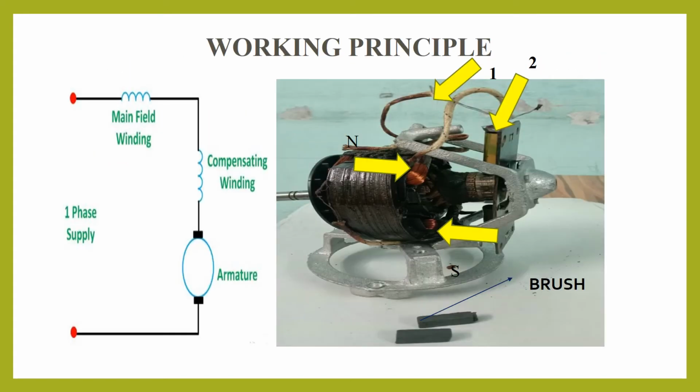Now see here, this is the working principle. Actually, how does my universal motor work? All motors work on the principle of Fleming's left-hand rule. What does this rule say? Whenever a current carrying conductor is placed in a magnetic field, an electromagnetic force is created. That is, I give a supply to a conductor. The conductor carries the current. That current carrying conductor I place in between the field, that is, the north pole and south pole. The interaction of these two creates the torque, which makes the motor rotate.